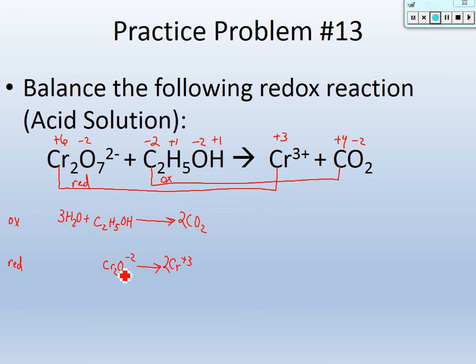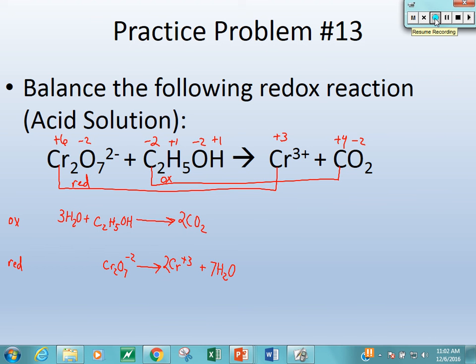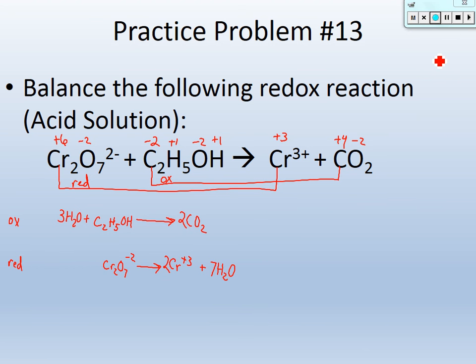The bottom one, I have 7 oxygens here, 0 on the right. So which side should I put the water on? On the right side. Okay, let's put H2O. Now, how many waters? 7 waters. Okay. So let's see what we've got now. We've balanced our oxygens. Our next step is number 4.